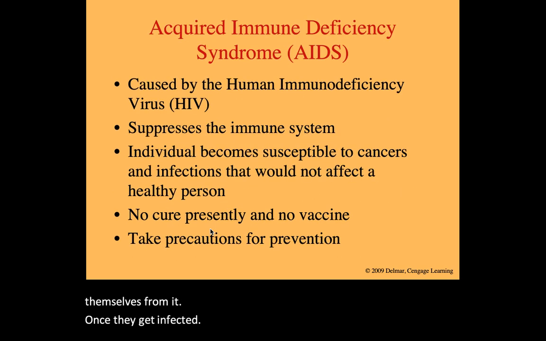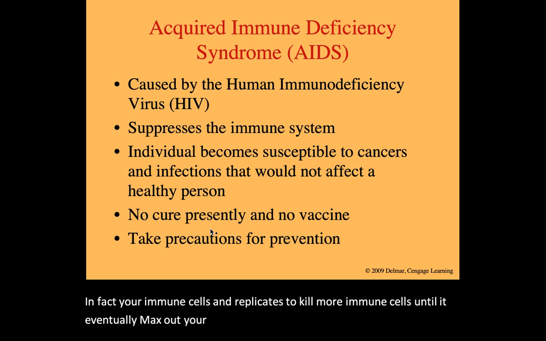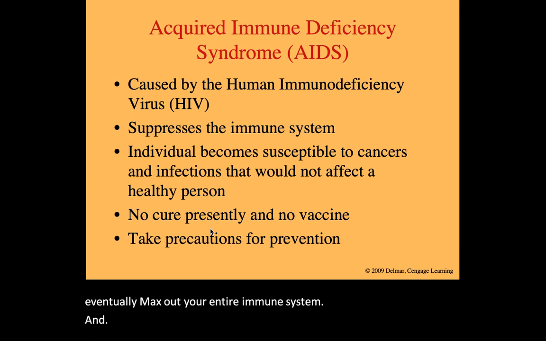Okay. All right, AIDS, this is caused by the HIV bug, the human immunodeficiency virus. So HIV infects your immune cells and replicates to kill more immune cells until it eventually knocks out your entire immune system. And when that happens, that's when you develop AIDS.